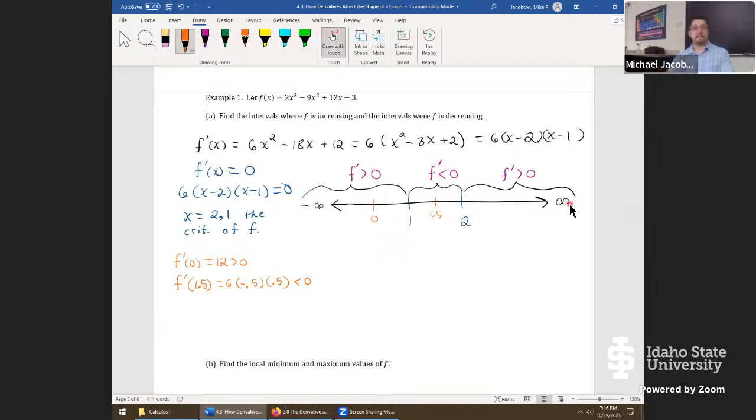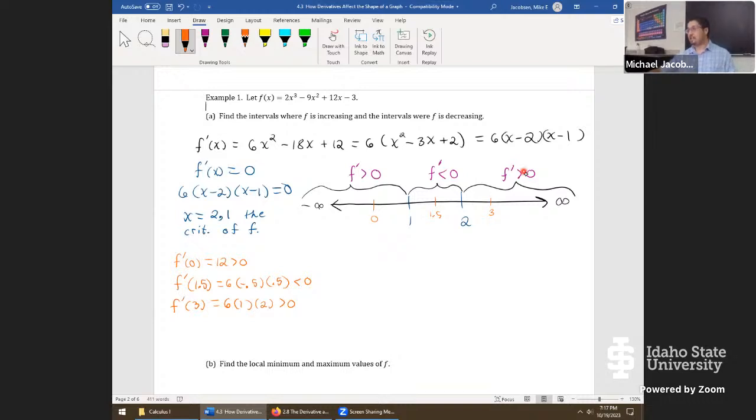Let's test one more just because we can. Let's see what happens with a 3. We'll place a 3 in the factored form and say the derivative of f at 3 is 6 times 3 minus 2 for a 1, then 3 minus 1 for a 2. That one's positive, so we put positive right here. Now all we have to do is summarize. First, before we go to our conclusion, any questions or comments at the moment?